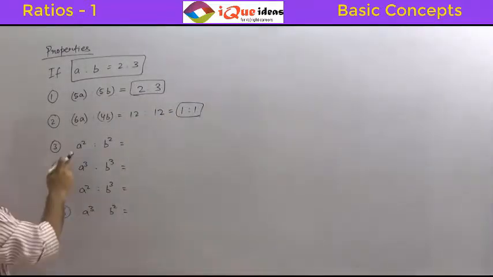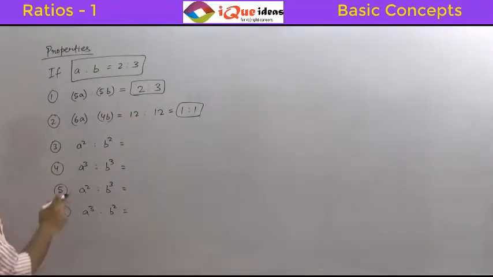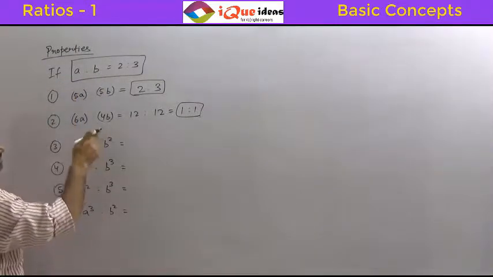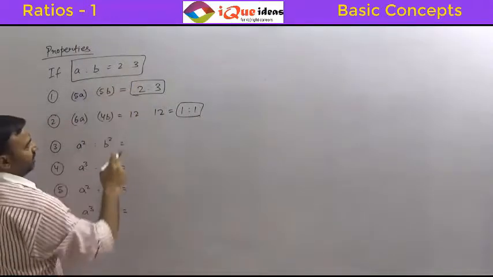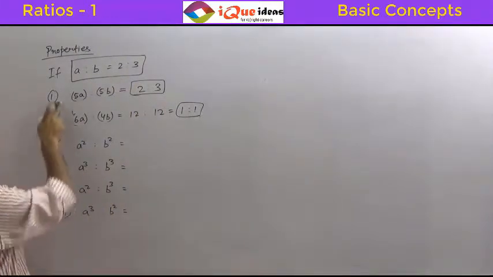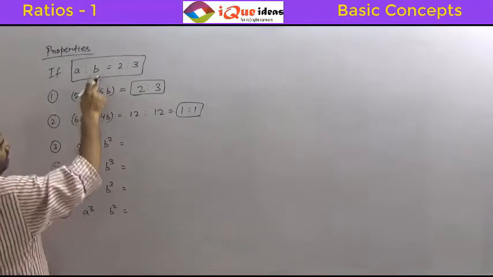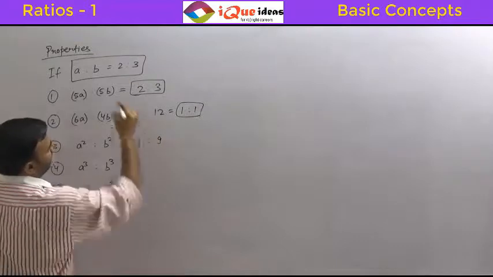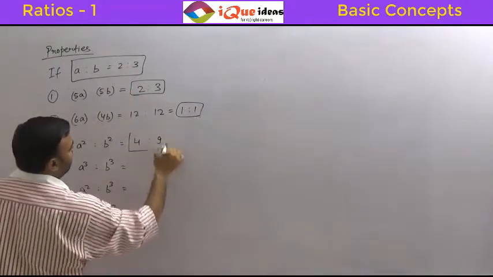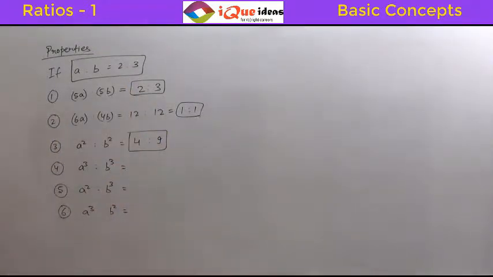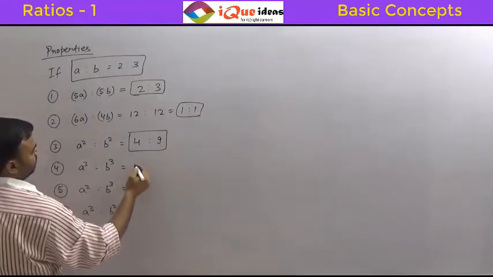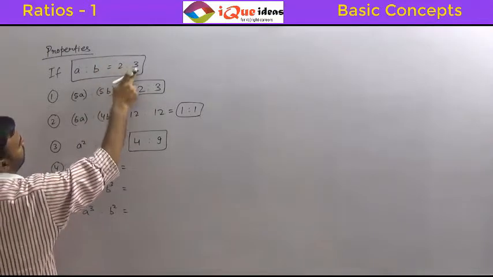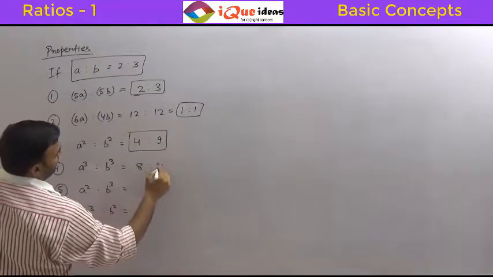Okay. Now A square is to B square. Following the same logic, in A you are multiplying by A, in B you are multiplying by B, that means different numbers. Okay, so the other side also will get affected. Or in simpler words you can say A we are squaring A, B we are squaring B, so this 2 will become 4 and this 3 will become 9. So it becomes 2 square and 3 square. So the answer is 4 is to 9. Same goes with A cube is to B cube also. So we are taking cubes of both A and B, so we have to take cubes of both these 2 and 3. So it becomes 8 is to 27.